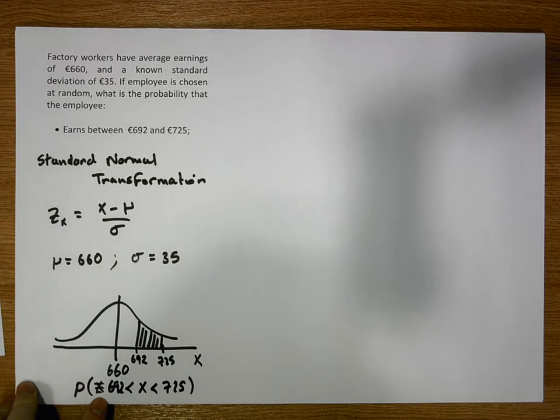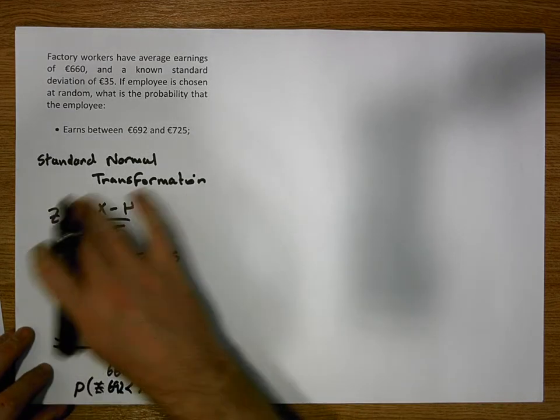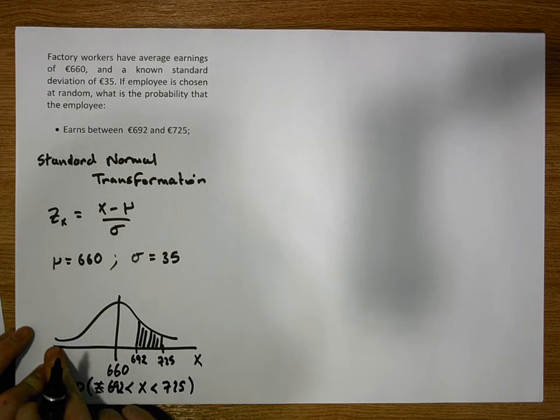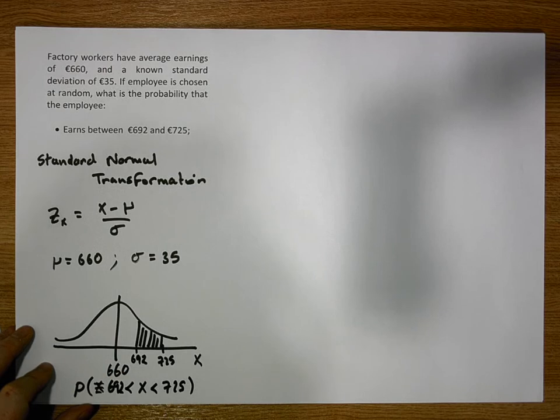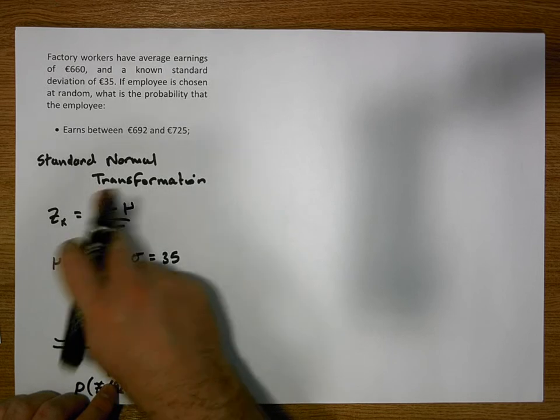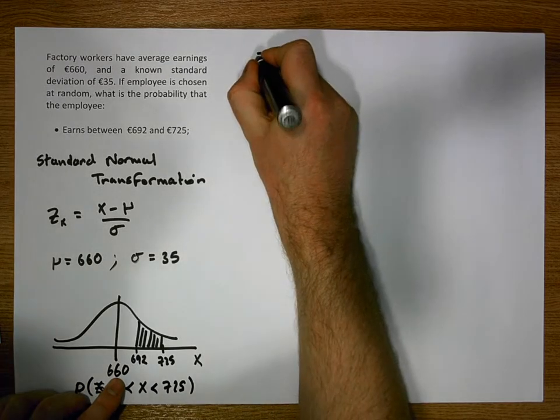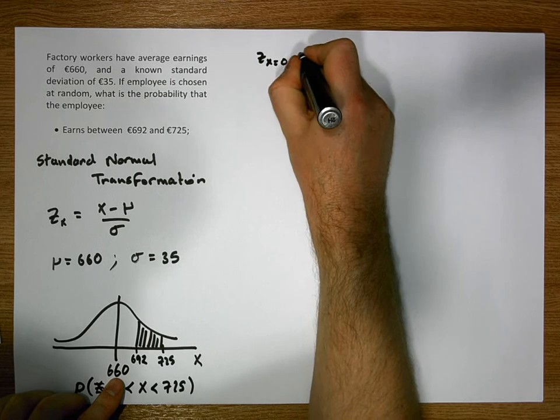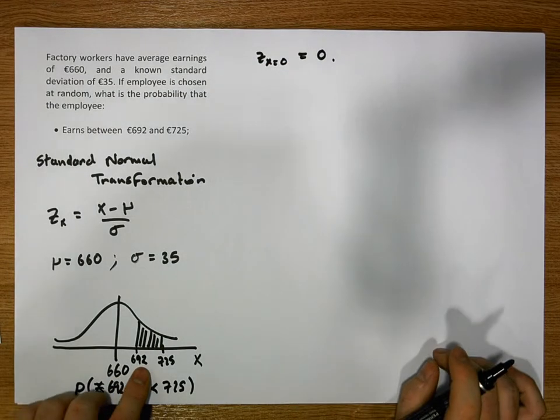Okay. Now what we should always do is apply our standard normal transformation to all values that we have listed along this horizontal axis. In this case, there's three values: 660, 692, and 725. But we know that the center point of our distribution under the standard normal transformation is always taken to 0. So z, when x is equal to 660, is equal to 0. Okay, so we know that. So where does 692 go to?